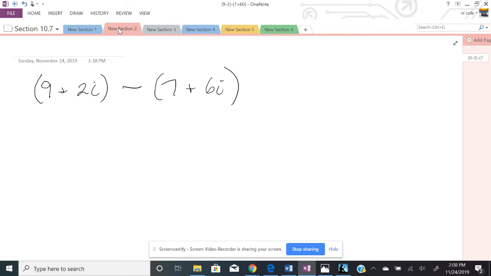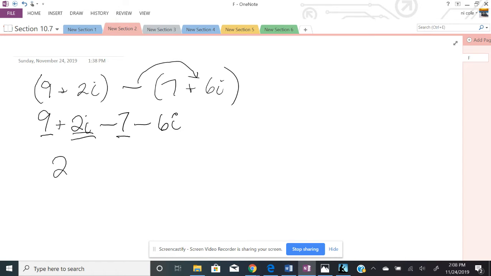So for example, here you would have 9 plus 2i minus (7 plus 6i). First thing you have to do is get rid of the parentheses. So you get 9 plus 2i minus 7 minus 6i. Okay, here again, don't forget to distribute that negative. Okay, you combine like terms, so 9 minus 7 is 2. And then you have 2i minus 6i, which becomes -4i.